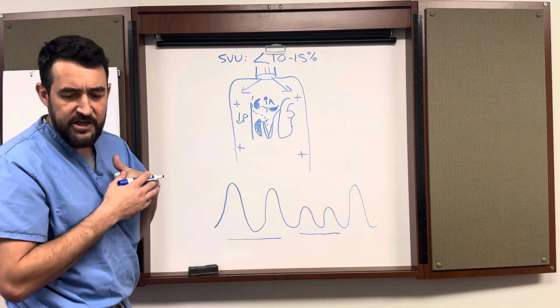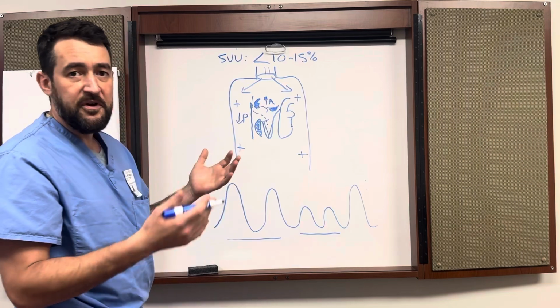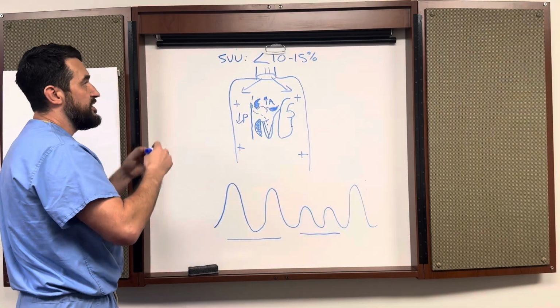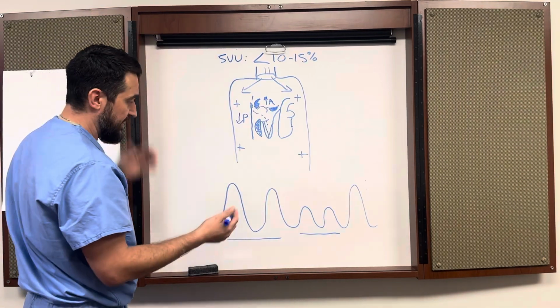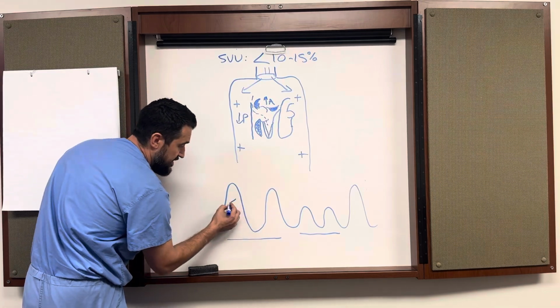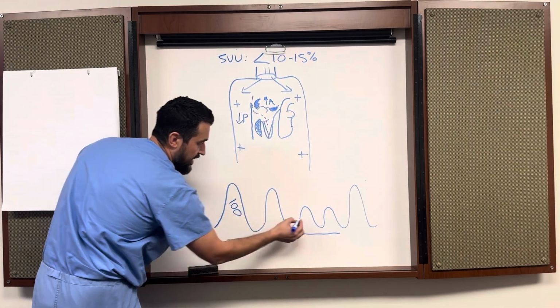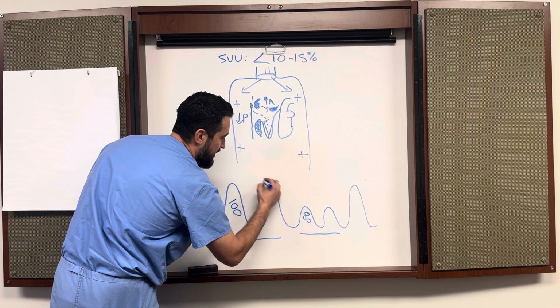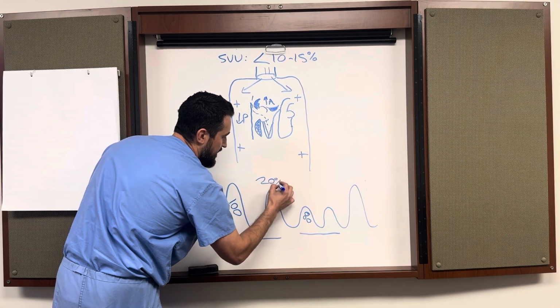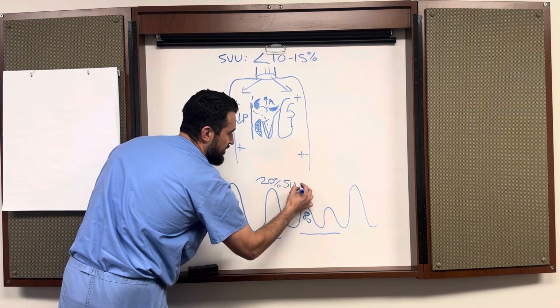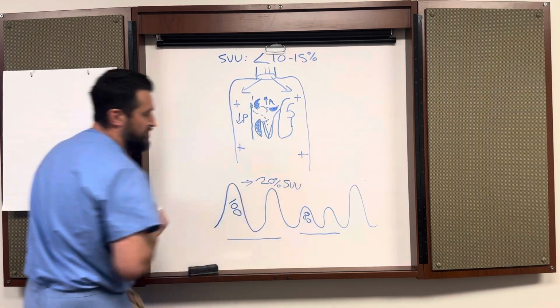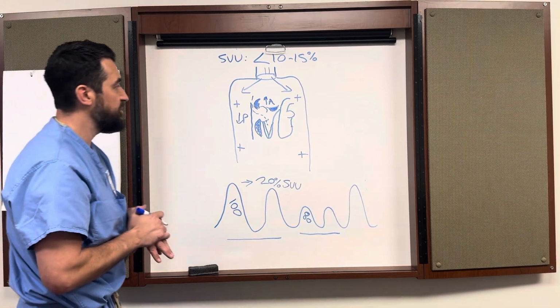And stroke volume variation is normal for every person. Anyone who's breathing has it. It's just the higher that percentage is, the more likely your patient will respond to fluid. So if this stroke volume was 100 and this was 80, we would have a 20% stroke volume variation, which is high and could be an indication that your patient needs fluid.